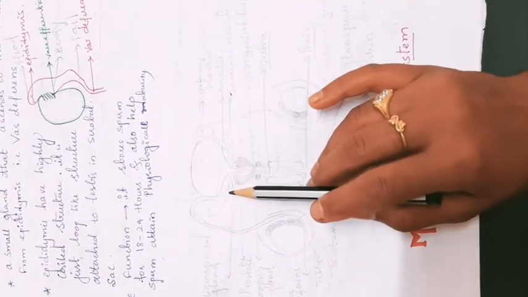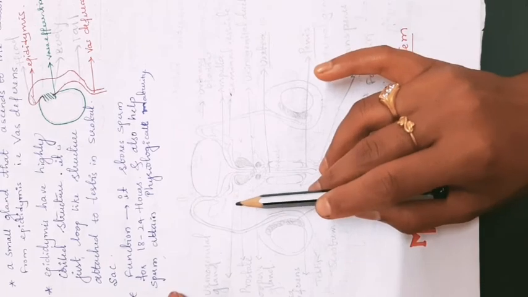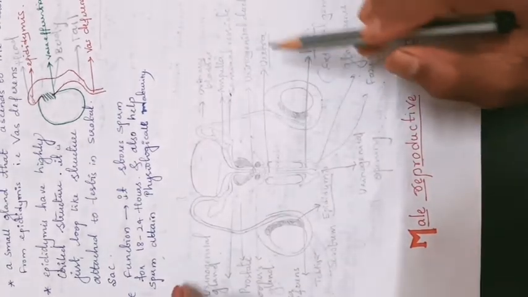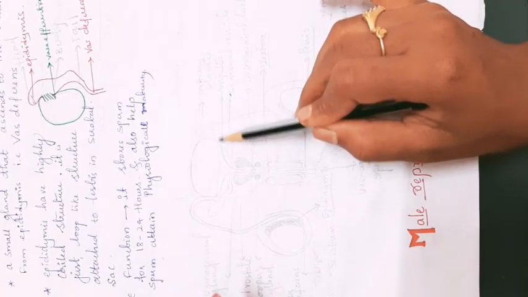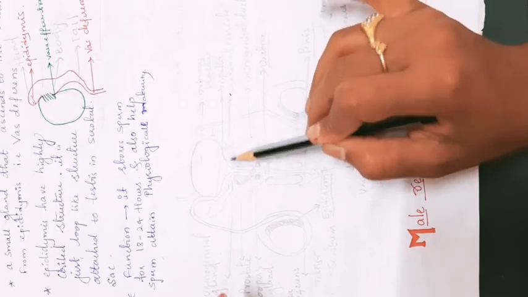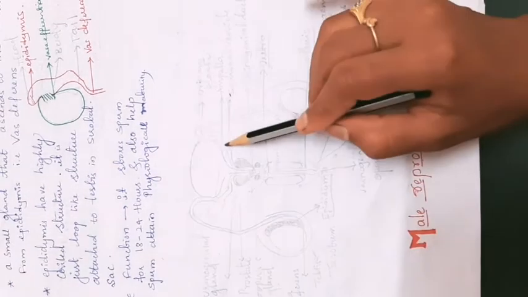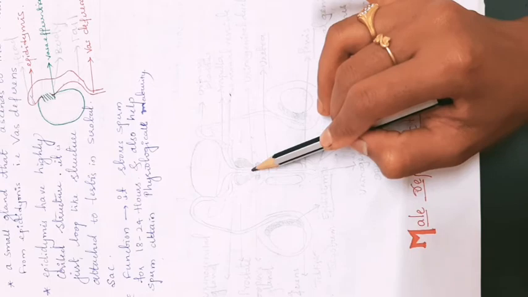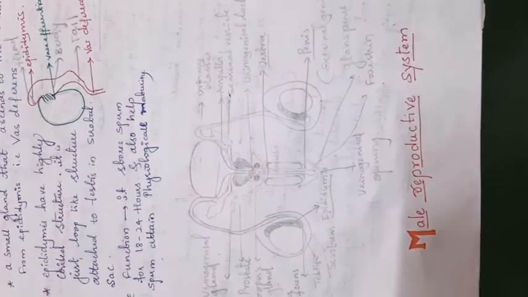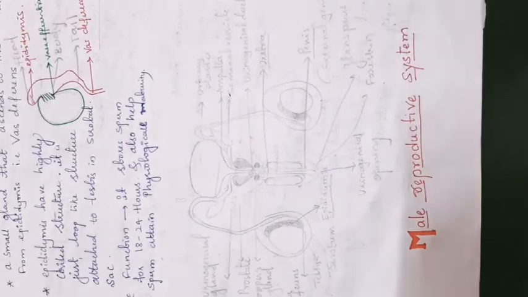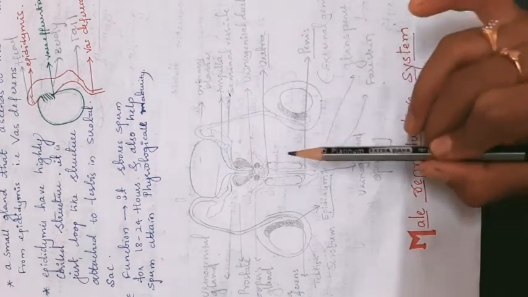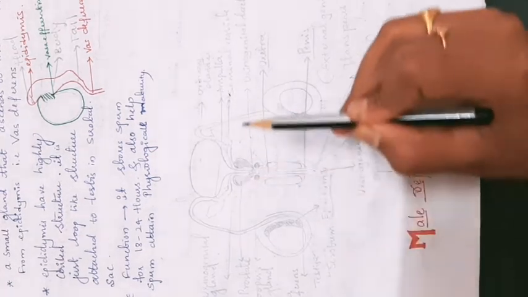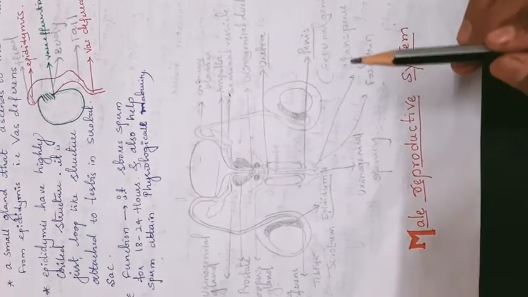At the region of the ampulla, it is attached with another gland called the seminal vesicles. Okay. Both the seminal vesicles and vasa deferens together are commonly known as the ejaculatory duct. That ejaculatory duct is attached with the urethra which arises from the urinary bladder. At the point where the urethra and ejaculatory duct are attached, it is protected by the prostate gland.